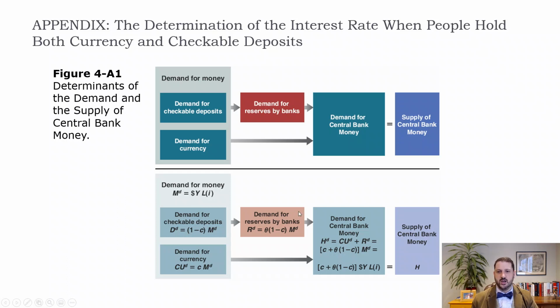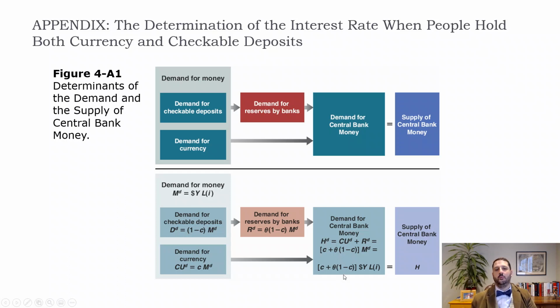So this is H. And so if we put our equations on it, remember demand for money is nominal GDP times the liquidity function. Our demand for checkable deposits is 1 minus C times MD. And then our demand for reserves is just going to be theta, that reserve ratio, which is usually around 10%, depending on the bank, times 1 minus C times MD. And the demand for currency is C times MD. So now we have to take those two pieces, our C times MD and our theta times 1 minus C times MD, and add them together to get our demand for central bank money.